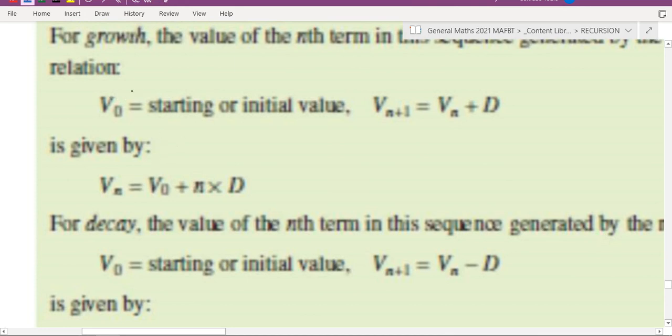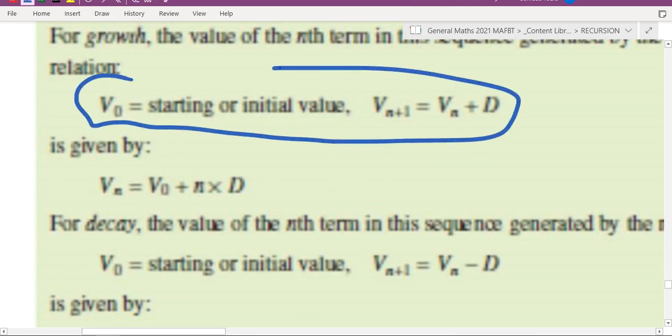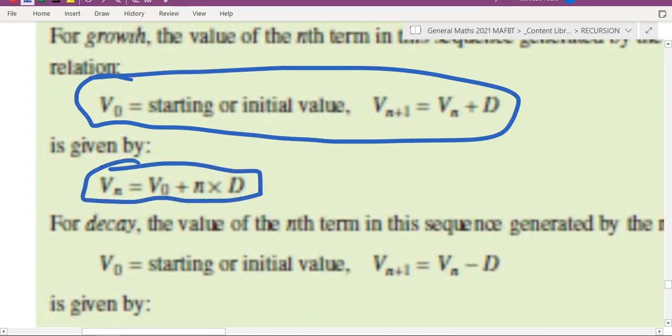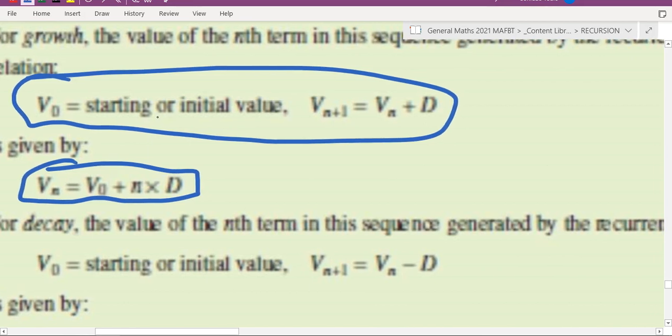Okay, so this here, okay, and this here are the new or different types of recurrence relation and nth terms when using V0. That's the main thing to look out for, the V0. Okay, when you're using V0, but when you use T1 or the first term, you can use the original ones. But when you're using starting term, you have to use these ones.